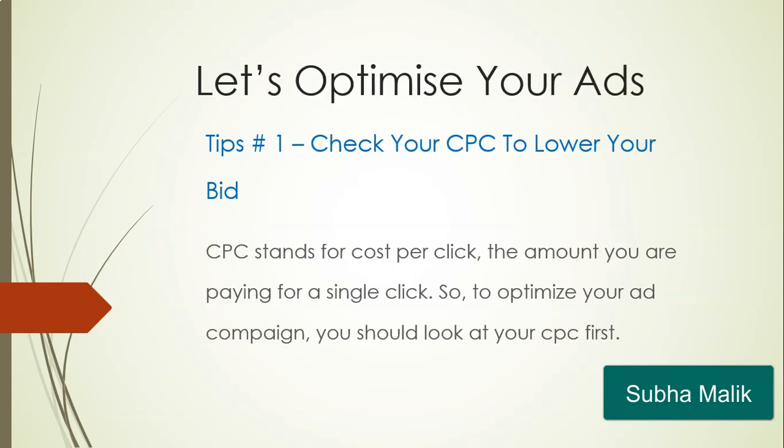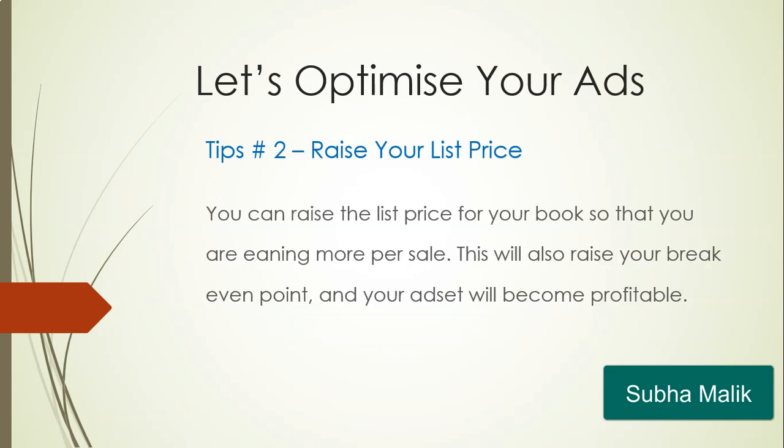So next, let's optimize your ads. Tip number 1: check your CPC to lower your bid. First thing is to lower your bid. Before lowering your bid, you need to know what CPC is. CPC stands for cost per click, the amount you are paying Amazon for a single click. So to optimize your ad campaign, you should look at your CPC first. You should have a look at your CPC, and then you will be lowering your bid lower than this CPC cost.